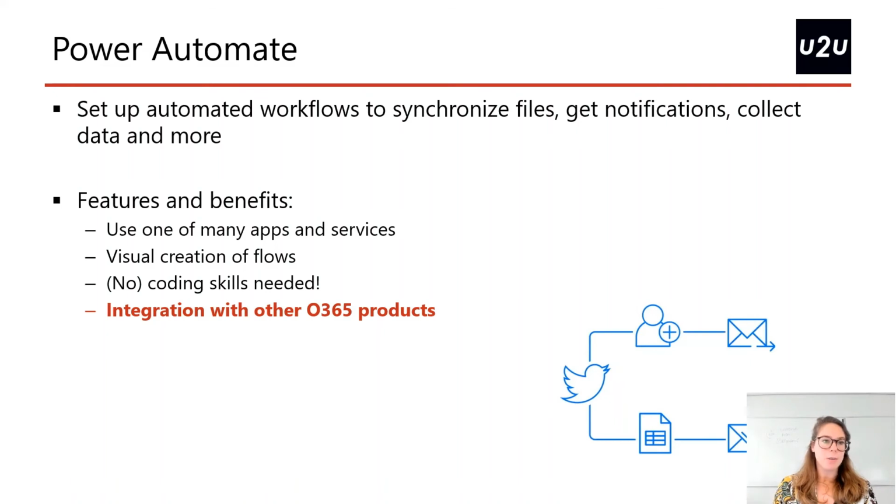Then the next thing that I want to discuss is how we can use Power Automate inside Power BI. And so first of all, what's Power Automate? It's this program with which we can set up automated workflows to, for example, synchronize files, get notifications, collect data, and much more. What's great about Power Automate is that it can use, like PowerApps, a lot of different data sources to connect to. And your flow creation also is very intuitive. You use drag and drop. You don't really need any coding. And again, there is lots of integration with other Office 365 products, which is great for this presentation.